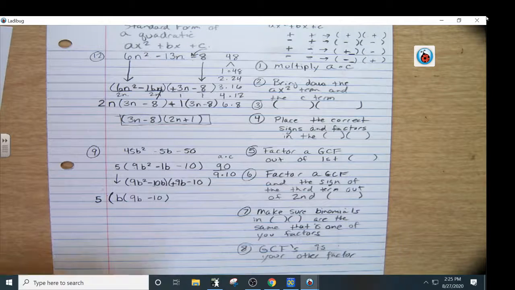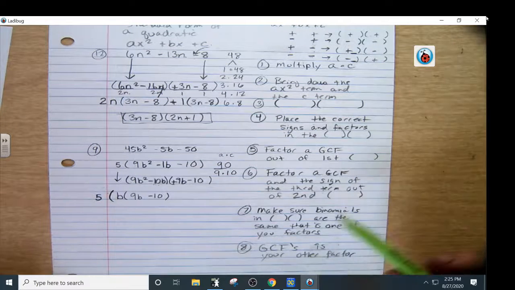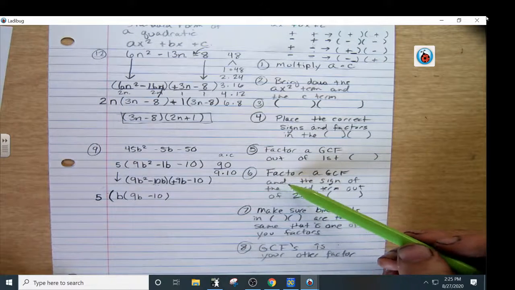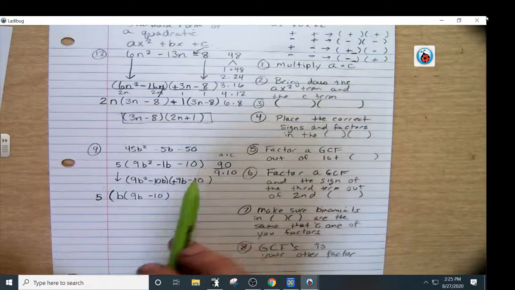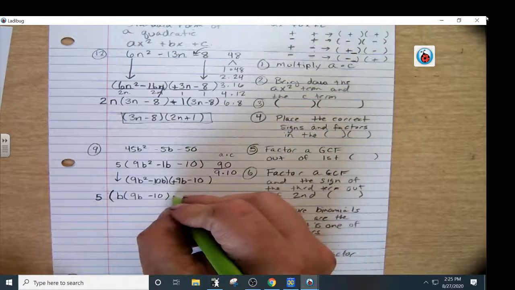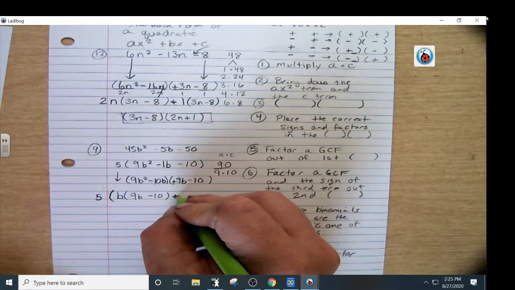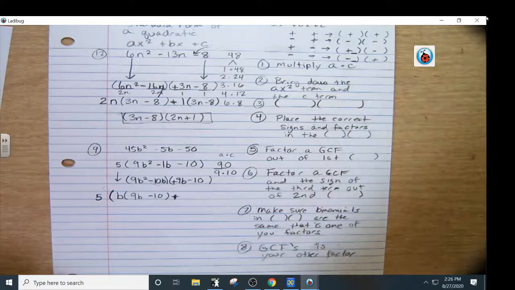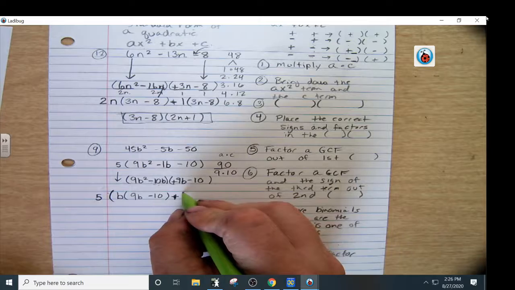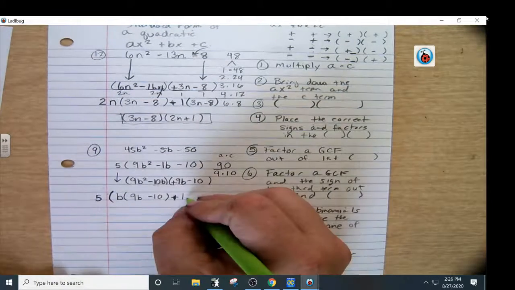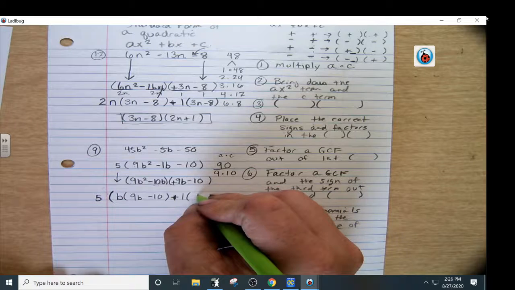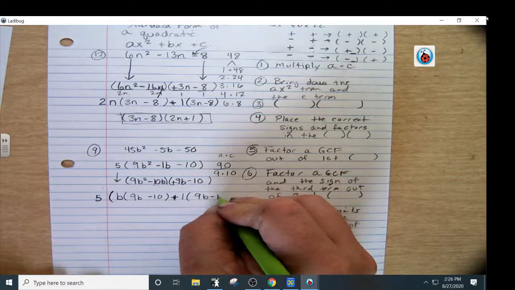All right. Now, number 6. We're going to factor out a GCF and the sign of the third term out of the second parenthesis. That's this guy. What's the only thing I can factor out here? 1, right? 1's the only thing because 9 and 10 don't have a common factor except 1. So if I do that, I'm going to have 9b minus 10.